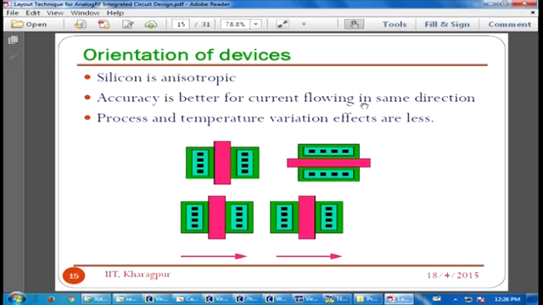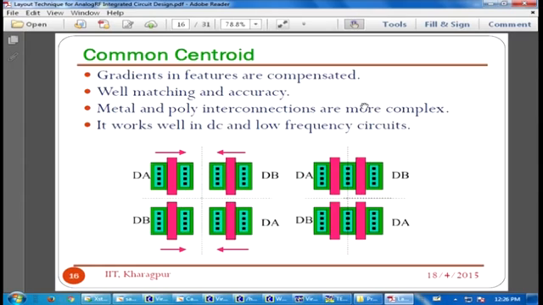It is generally advisable to make all the transistors, all the blocks, all the passive and active devices in a single orientation. Don't make them different randomly, one vertically, one horizontally. It's not a problem, but generally advisable. And next is common centroid. Common centroid is the most important matching technique in DC or low frequency circuits. And don't try it for a high frequency circuit.